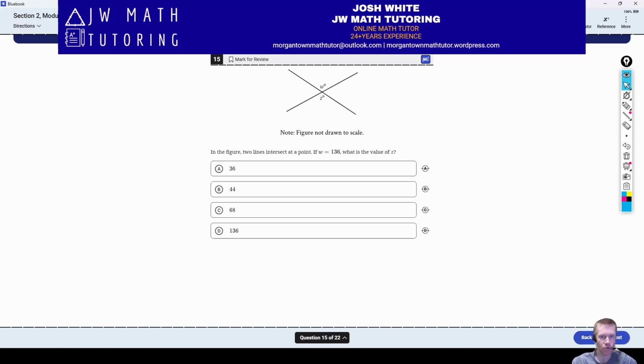Next up, you have 2 lines that are intersecting here. They tell you W is 136, so what does Z equal? Well, the correct answer is D. It's the exact same value. It is also 136 because these are vertical angles. These are angles that are across from each other when you have 2 lines that intersect. Therefore, they are congruent. They have the same measure, so Z is 136 also.